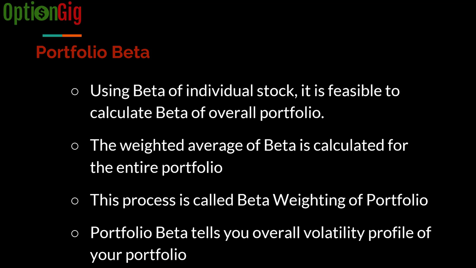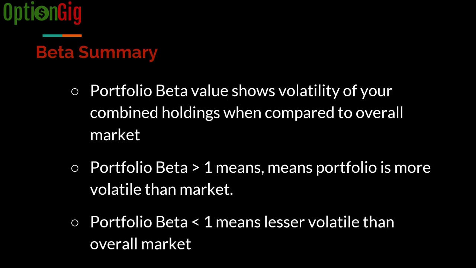Once you know your overall portfolio beta, that will help you understand how volatile your portfolio is as compared to the overall market. Most broker platforms already show this value, so you do not have to manually calculate it, but just make sure you understand that when you're looking at a portfolio level beta, it will tell you how volatile your portfolio is as compared to the overall market. So if a portfolio beta is greater than 1, that means your portfolio is more volatile than the market.